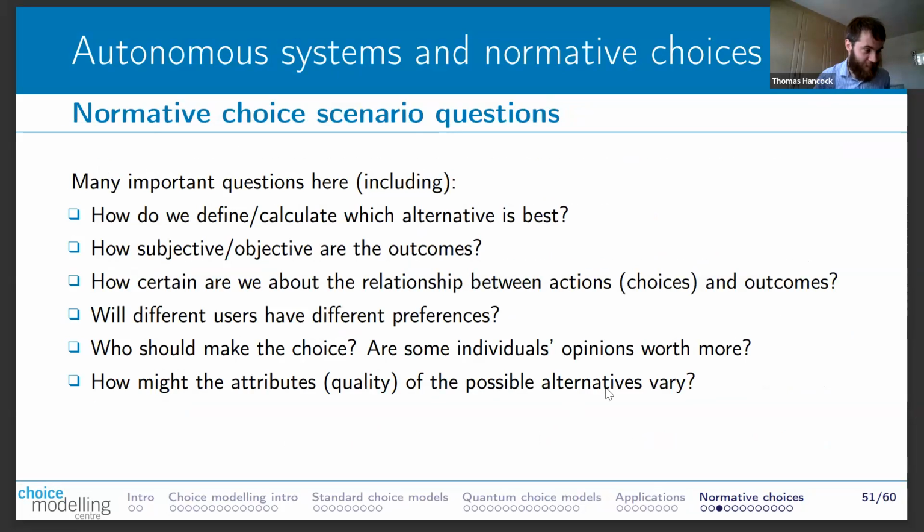I was looking at this paper thinking, what more do we need to do? There are a lot more questions that we can think about. For example, how do we define or calculate which alternative is best? How subjective or objective is the outcome? How certain are we about the relationship between actions and outcomes? For example, it might be that there's a very clear result of making a choice, or it might be that there's not.